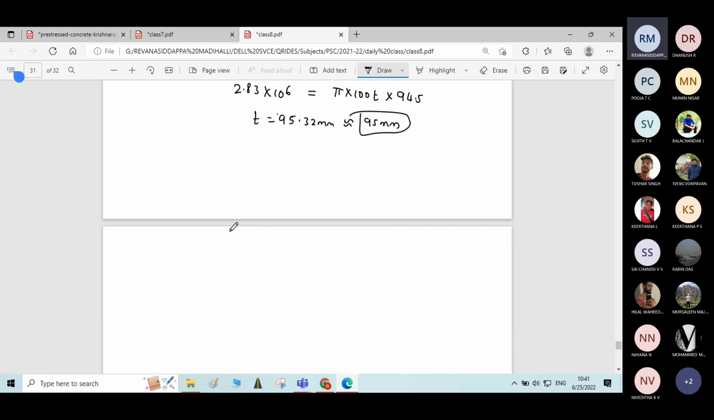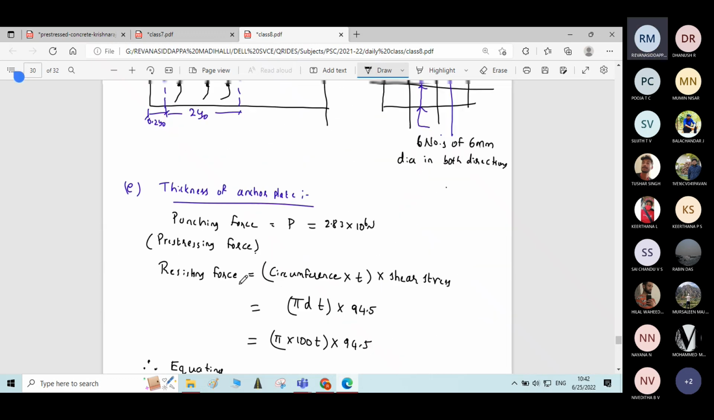Therefore, provide the plate thickness T equal to 95 mm. So this problem is over, friends.